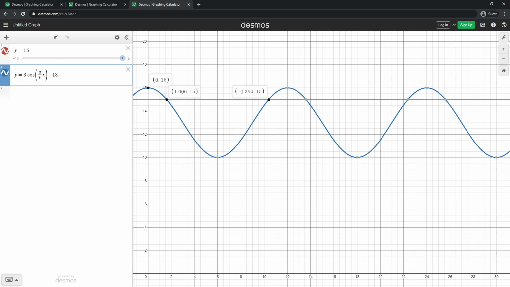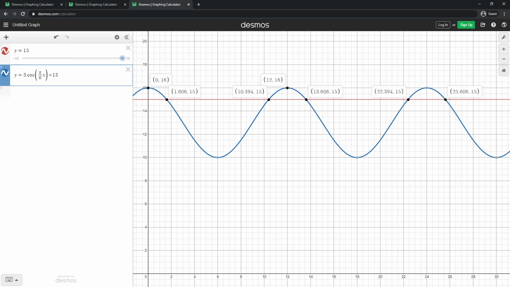Here we have the graph. The period was 12 spaces, so 0, 16 on the left, 12, 16 on the right. That is one period. And so the next solution that we'll find is simply 1.606 plus 12. And so we get 13.606 as the third answer. And then the next one is going to be 10.394 plus 12, which is 22.394. And we can see that the rest of the solution is going to be the first two, and then we just add or subtract integer multiples of 12 repeatedly.